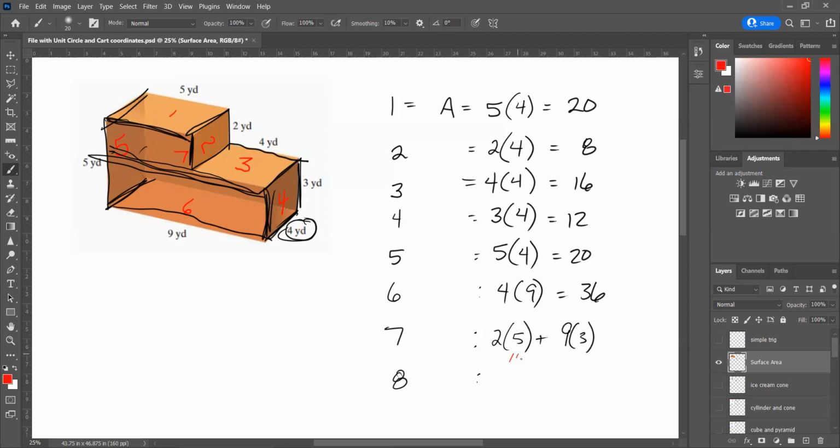Well, 2 times 5 is 10, 9 times 3 is 27. If I add those together, I get 37. And 8 would be the same, it's just on the back. And so I add all of those together, and it gives me the surface area, the area that I would need to paint if I had to paint this particular shape. And I ended up with 186.